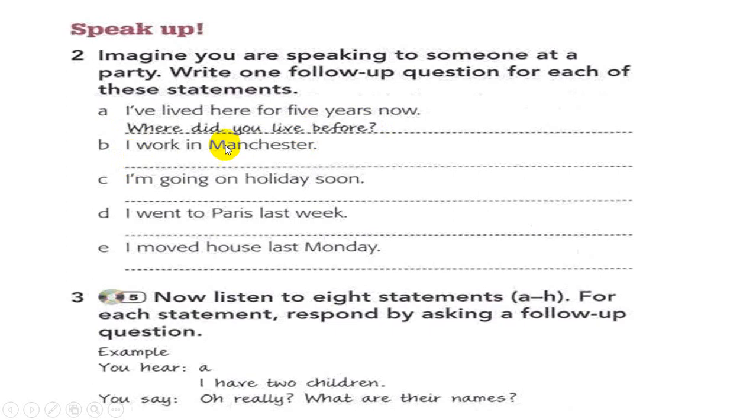B. I work in Manchester. What could be the answer? Well, I may ask, for how long have you been working there? I'm waiting for your follow-up questions on the chat and Moodle. C. I'm going on holiday soon.